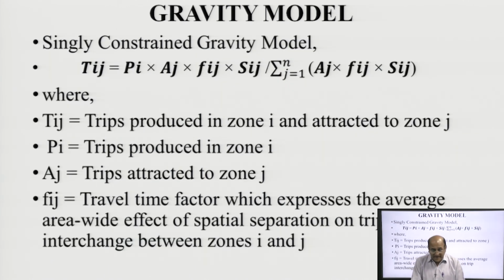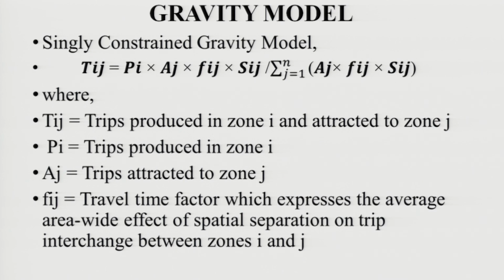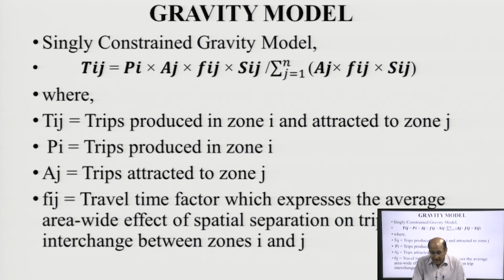So, singly constrained gravity model is T_ij equal to P_i into A_j into F_ij into S_ij divided by sum over j equals 1 to n of A_j into F_ij into S_ij, where T_ij is trips produced in zone i and attracted in zone j, P_i trips produced in zone i, A_j trips attracted in zone j, F_ij is the travel time factor which expresses the average area wide effect of spatial separation on trip interchange between zone i and zone j.